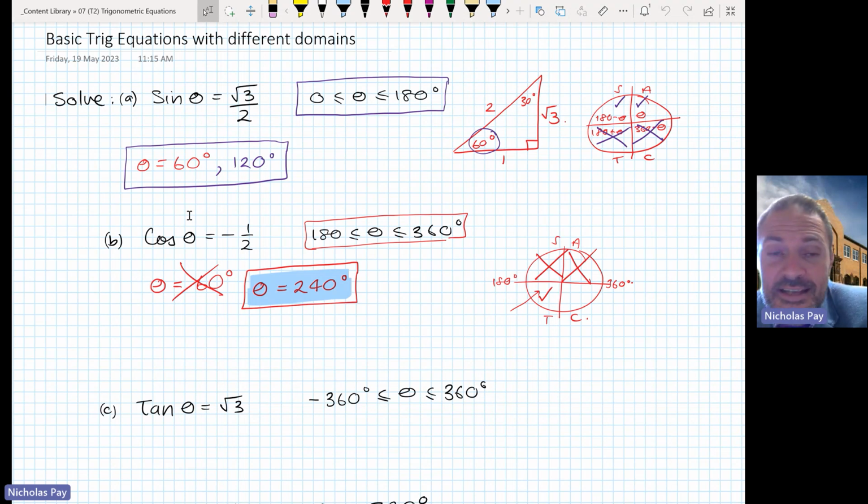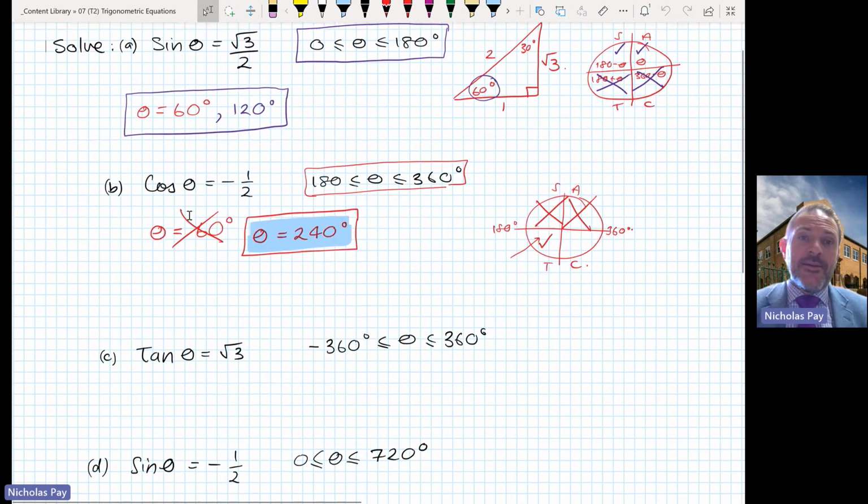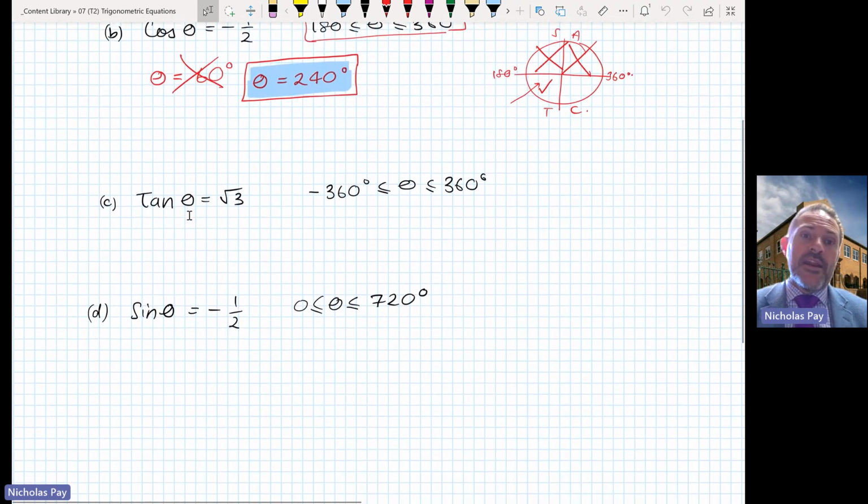So in effect, it's actually simpler because you're only getting one answer. But a lot of students will automatically think 0 to 360 because that's what a lot of questions are. But you've got to be a little bit cautious. Now, I jump into the third one here because this becomes even more problematic, right?